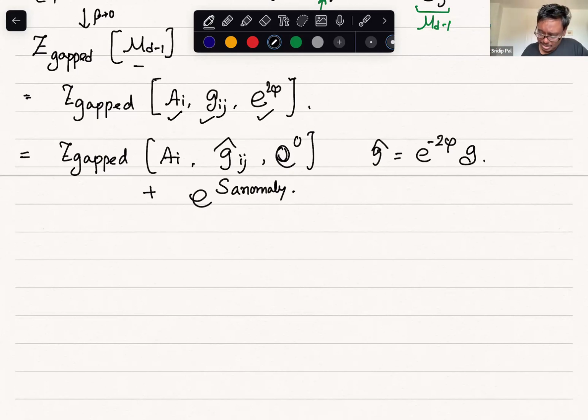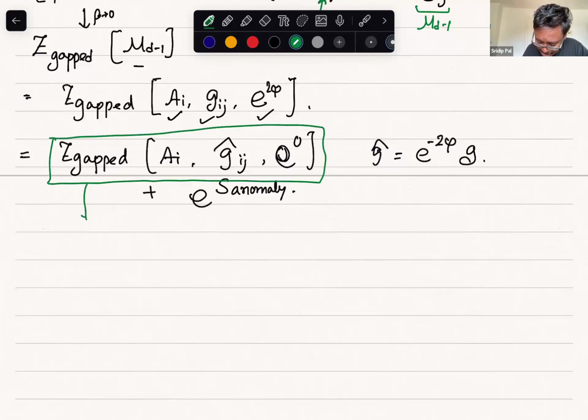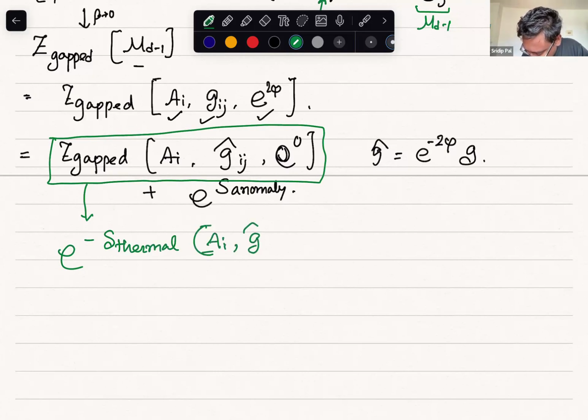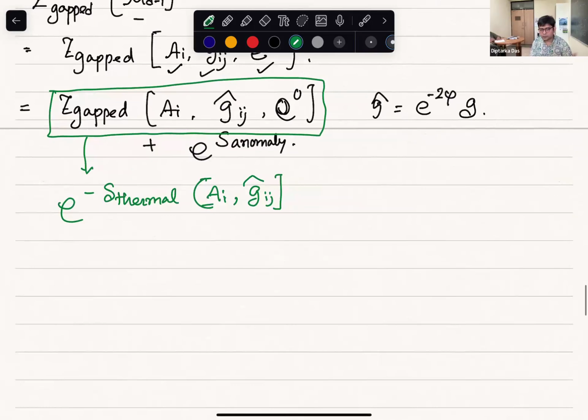And then in the next phase, our main focus will be on this piece here. This is the main thing, which we'll write down as e to the power minus S thermal, which only depends on this background field A_i and this metric g hat ij. So this will be our thermal effective action. And the dependence on the scheme does not appear. So S thermal doesn't depend on the scheme. This is a crucial point.